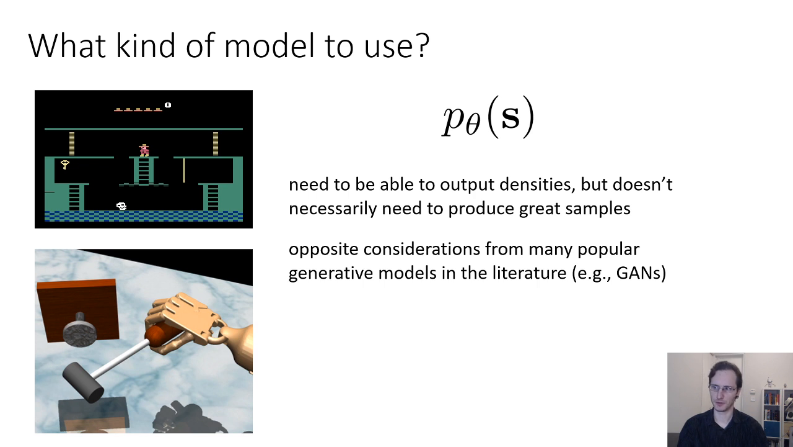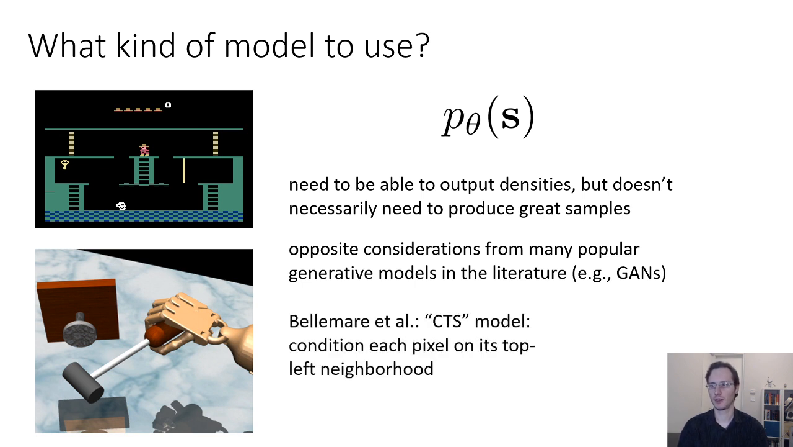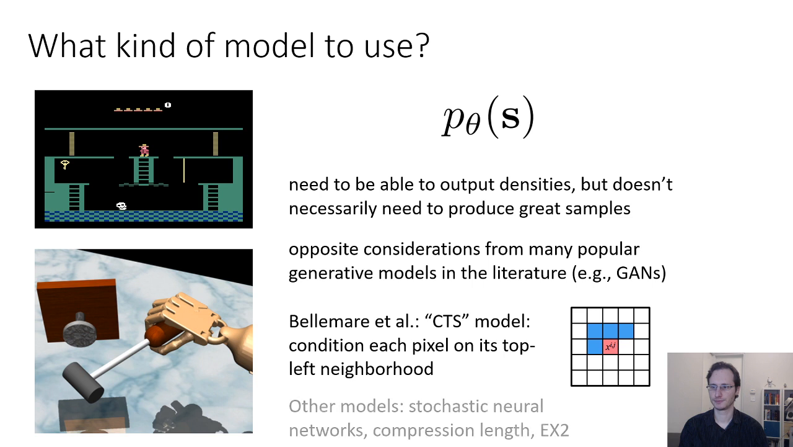In fact, they're often the opposite of the considerations for many popular generative models in the literature, like GANs, which can produce great samples, but don't produce densities. The particular model that Bellemare et al. use is a little peculiar. It's a CTS model. It's actually a very simple model. It just models the probability of each pixel conditioned on its upper and left neighbors. So you can think of it as a directed graphical model where there are edges from the upper and left neighbors of each pixel pointing to that pixel. It's a little weird, but it's very simple and it produces these scores. It's not a good density model, and there are much better choices. But that's the one they use in the paper.